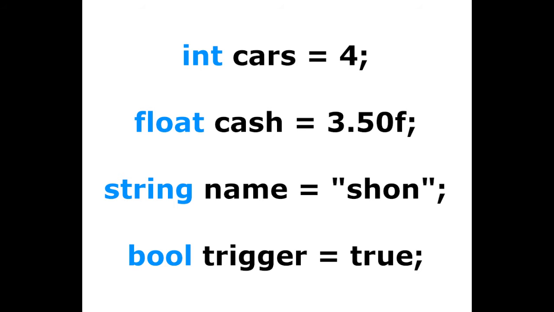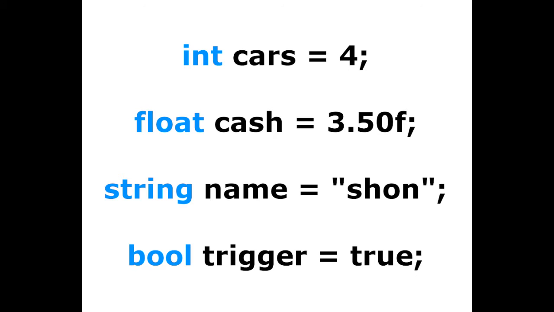So as you can see in this example, we have this line of code that says int cars is equal to 4. Now, before we go over this, let's talk about the different kinds of data types. You have 4 different kinds of data types. You have ints, which is short for integers. You have floats, which are basically just numbers with decimals. Strings that contain text, and booleans, which are basically just values that return either true or false.